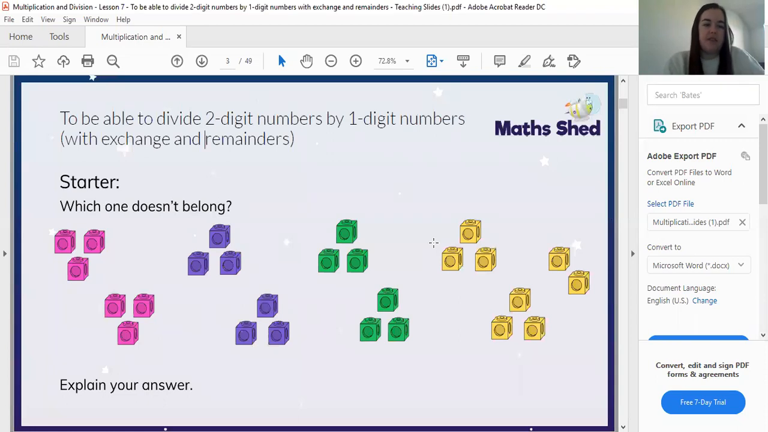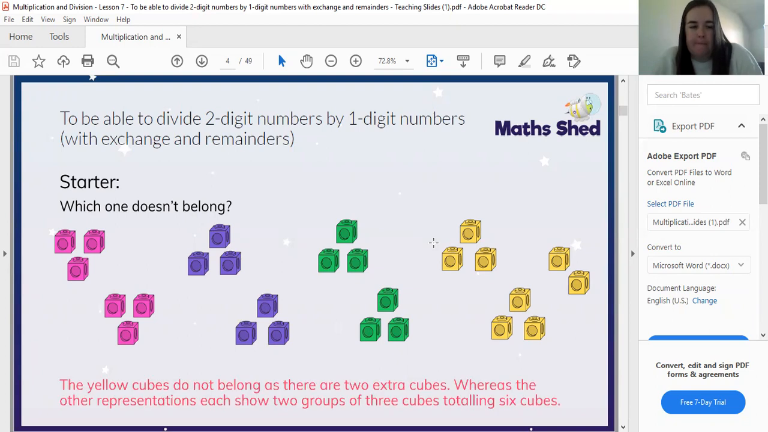So if we have a look at the starter, which one doesn't belong? We've got pink, purple, green, and yellow cubes. Have a look. Which one do you think doesn't belong? So the yellow cubes do not belong as there are two extra cubes. The pink, purple, and green groups have all got 6 cubes each, whereas the yellow has 8 cubes. So that's the odd one out.